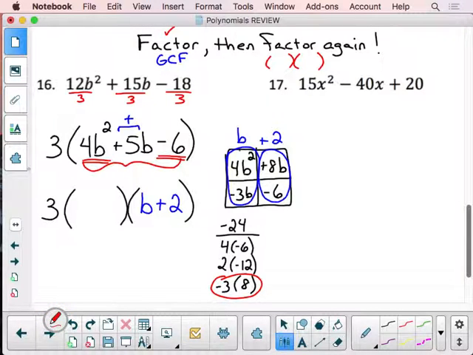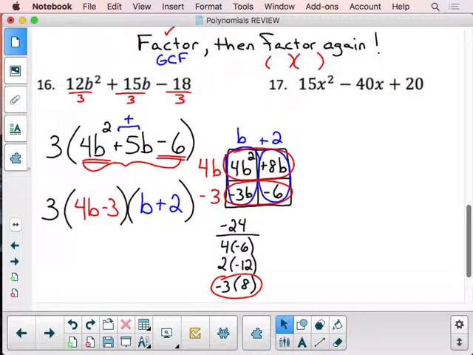Now I go back and I look at this row. What does that row have in common? They both have a b, and they're both divisible by 4. And then I look at that bottom row. What are they both divisible by? They're both negative, and they both can take a 3 out. So I end up with 4b minus 3 being my second factor.